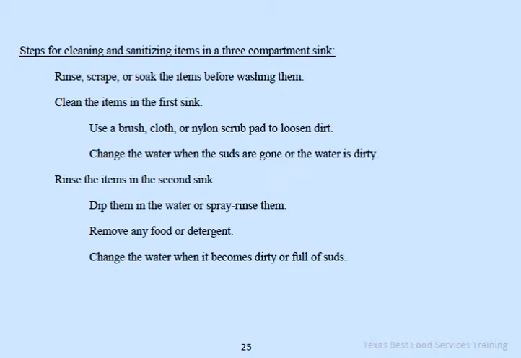Steps for cleaning and sanitizing items in a 3-compartment sink. Rinse, scrape, or soak the items before washing them. Clean the items in the first sink. Use a brush, cloth, or nylon scrub pad to loosen dirt, and change the water when the suds are gone or the water is dirty. Rinse the items in the second sink. Dip them in water or spray rinse them. Remove any food or detergent and change the water when it becomes dirty or full of suds.